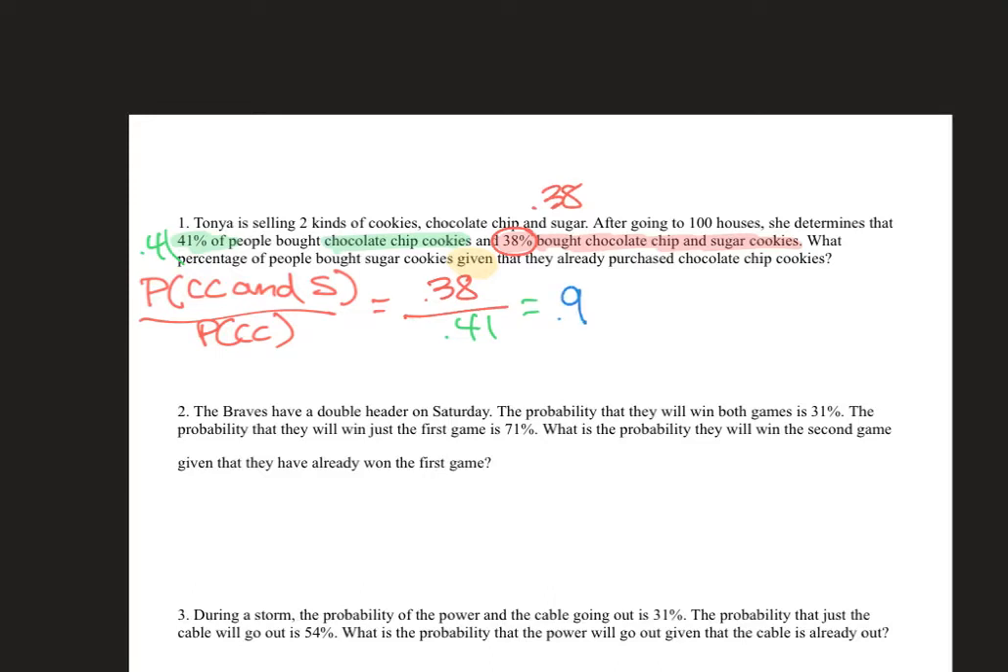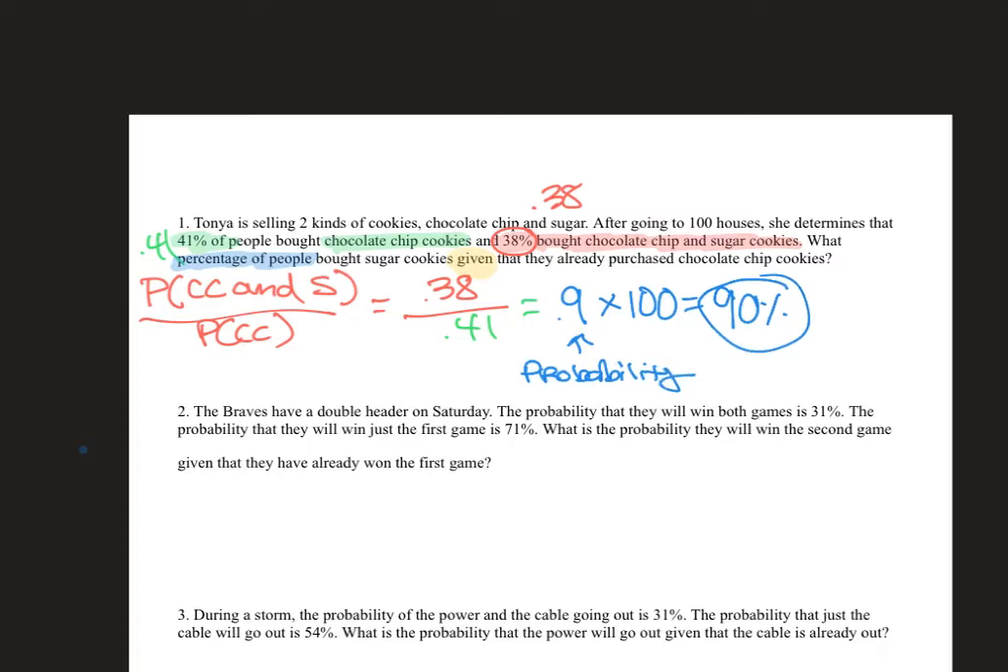Now, I said what percent of people. I did not ask what is the probability. I asked you what percent of people bought sugar cookies. Since I'm asking you for percent, you're going to take this probability and multiply by 100 to give you 90%. This is what I'm asking you for. If I was asking you for probability, you would give me this answer.